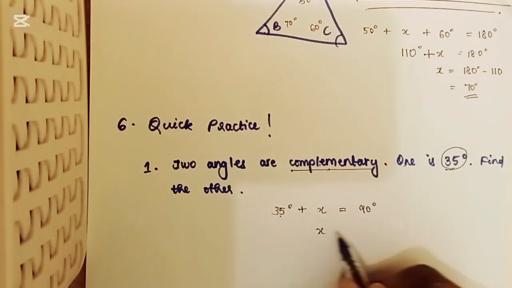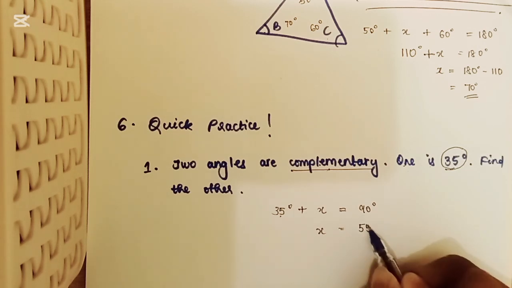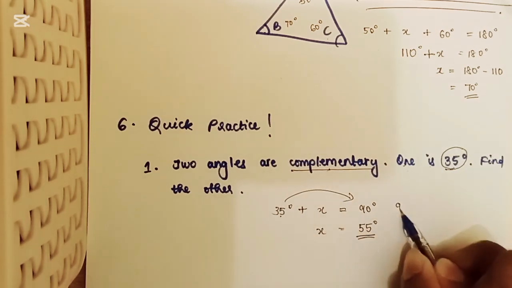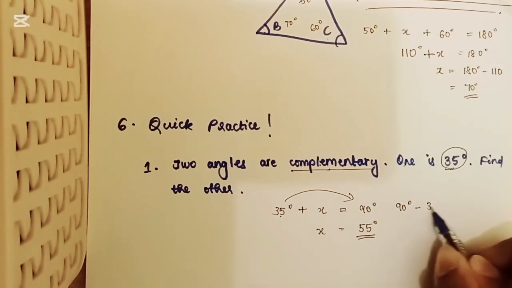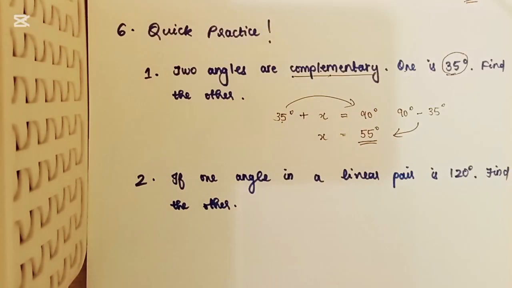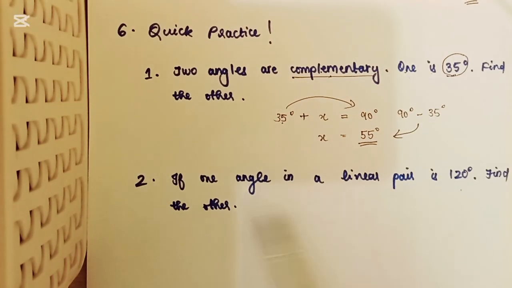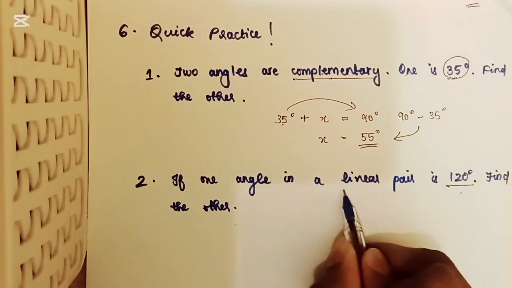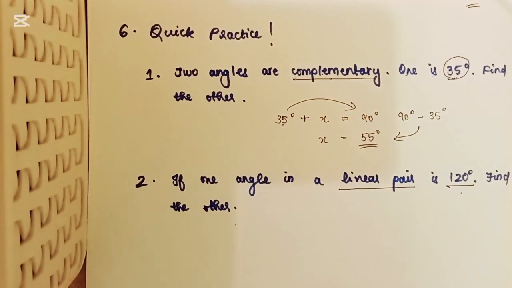So 35 goes to the other side. And then x will be 55 degrees. Because when 35 goes to the other side, it will be 90 degrees minus 35 degrees, which will give us 55 degrees. The next question is, if one angle in a linear pair is 120 degrees, find the other angle. So again, 120 degrees is given and the other keyword is linear pair.